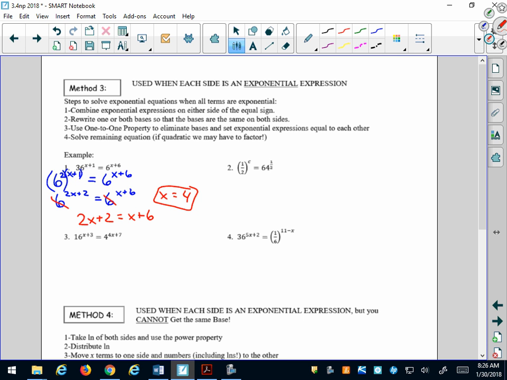Now, sometimes it's a little trickier than others. Number 2 is 1/2 to the c equals 64 to the 1/2. Give me 30 seconds. What could both of those have the same base as? 2, right? So think of this as 2 to the -1 and 2 to the 6th. This is to the c, this is to the 1/2. So you basically have -c equals 3, and c equals -3.